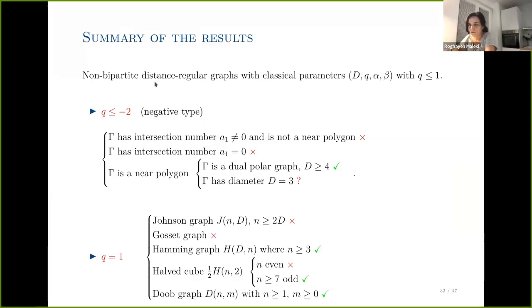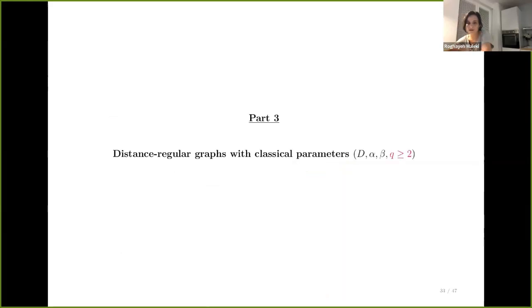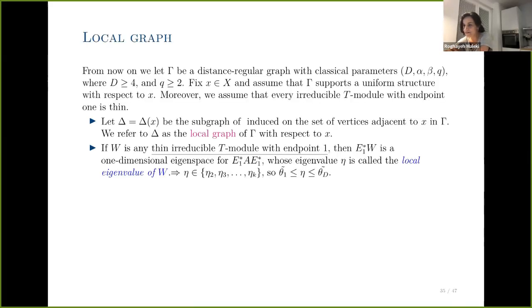Yes, so for the negative case, only the dual polar graph for d greater or equal to 4 supports the uniform structure. For q equals 1, the Hamming graph, half cube with n odd, and the Duke graph all support the uniform structure with respect to X. Now, this part of the classification really wasn't that hard for us. The hardest part is the second part of the classification, when we move to the case q greater than or equal to 2. Still, a little of that is open, and we are working on that.